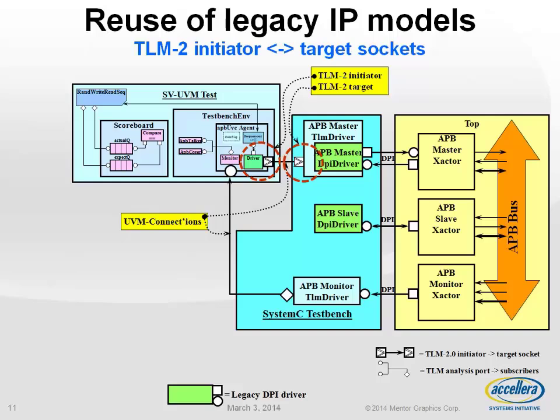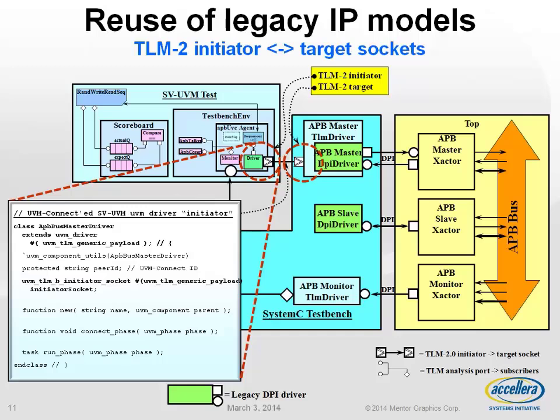So it's going to look something like this, where you've got your APB master driver class, which extends UVM driver, and it has a local initiator socket, which is just standard UVM. This comes with standard UVM. So you declare the socket, and it's pretty much a standard UVM driver class, but it's equipped with this TLM initiator port. So it's pulling things off the sequencer port because it derives from UVM driver, and UVM driver has a built-in sequencer port.